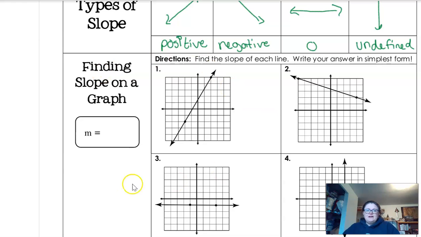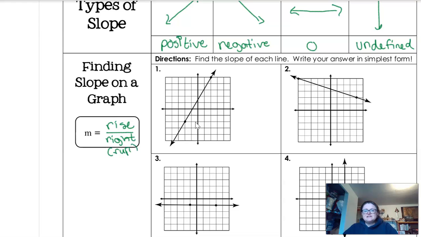Okay, so when we're finding the slope on a graph, we're trying to find the change in y divided by change in x. Now that's a fancy way of saying what you've probably known from middle school, which is we're finding rise over, and I like to say right, and you guys might have heard it as run.